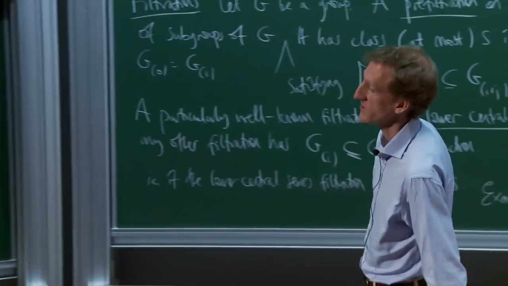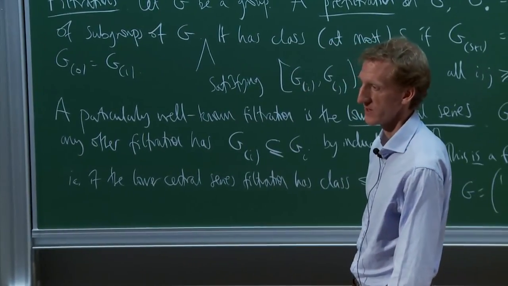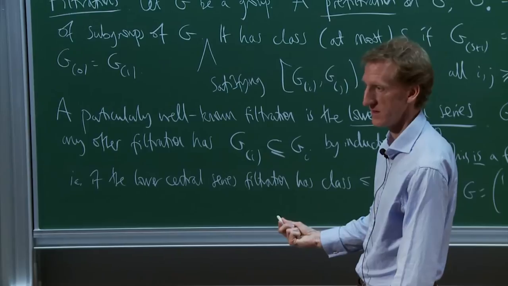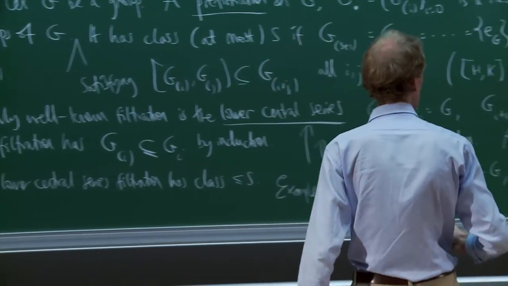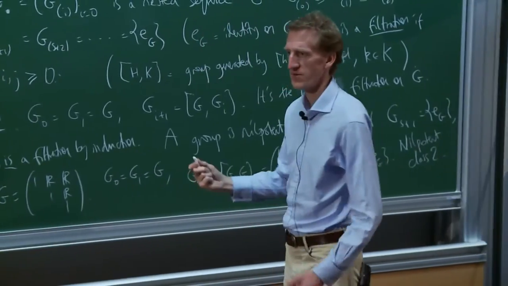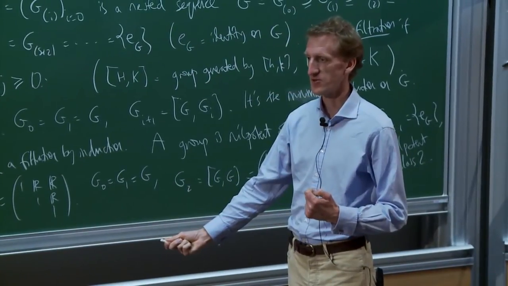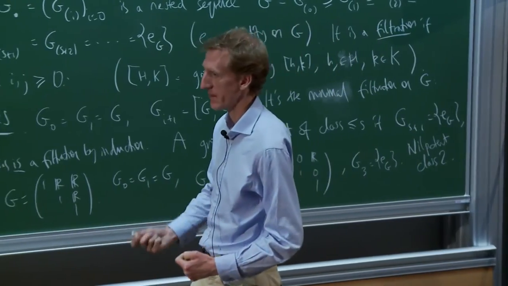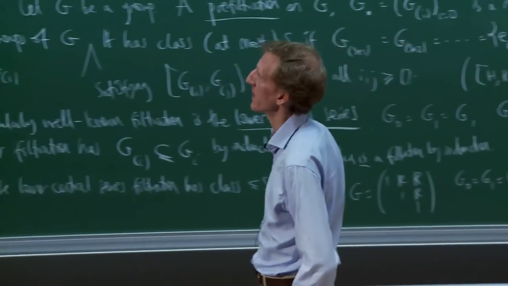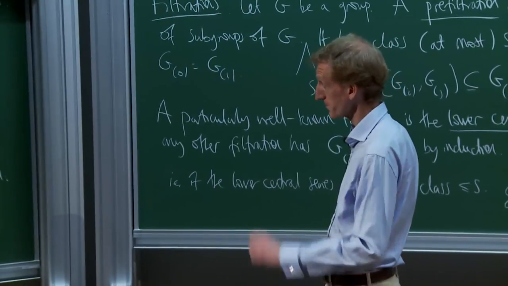Does it follow from these? Yes, if there's a filtration of finite class, that implies that it's nilpotent because the lower central series sits above the filtration. Sorry, beneath the filtration. And therefore, if the filtration eventually terminates, so does the lower central series. So you can only have a filtration of finite class in the nilpotent case.